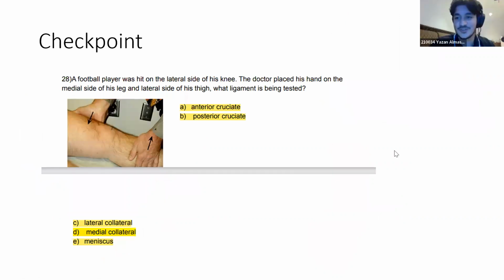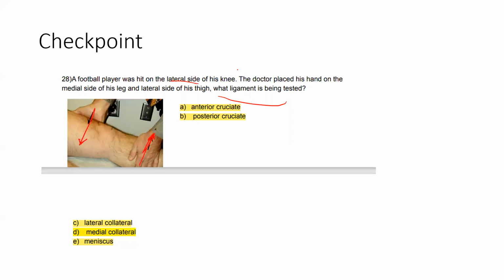Okay, so let's solve this question since it's clear. A football player was hit on the lateral side of the knee. A doctor placed his hand on the medial side of the thigh, pushing this way, and puts his knee on this side, pushing this way. Which ligament is he testing for? If you have your answer: medial collateral.